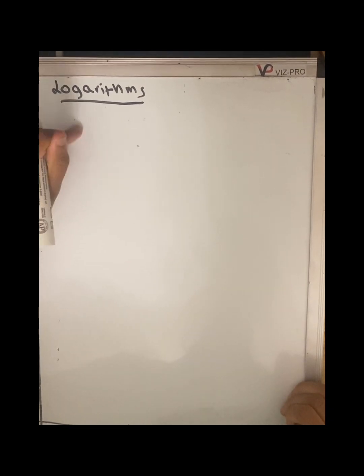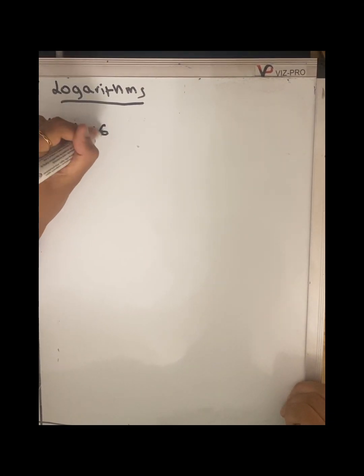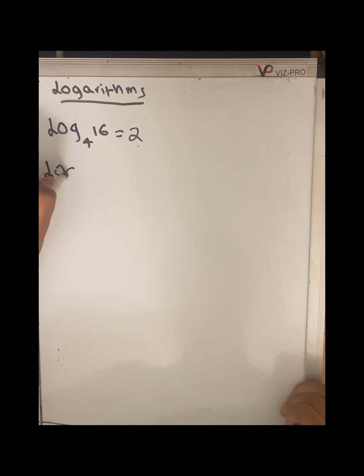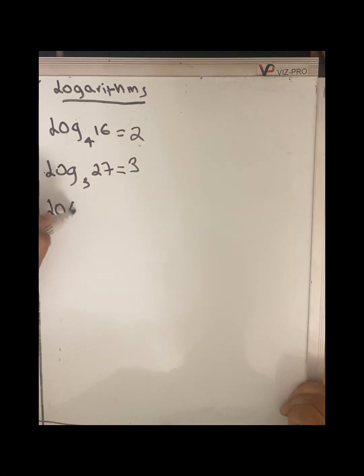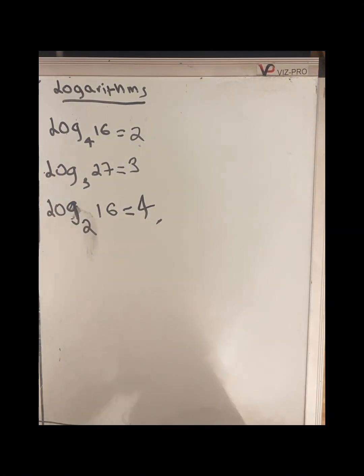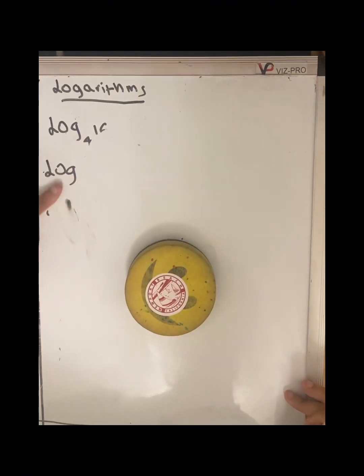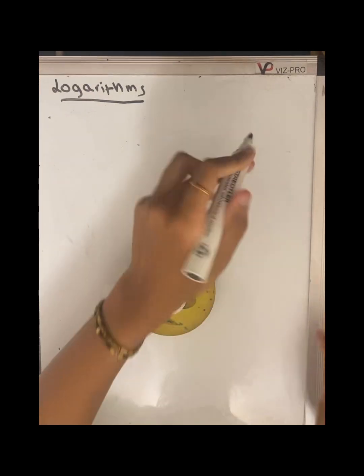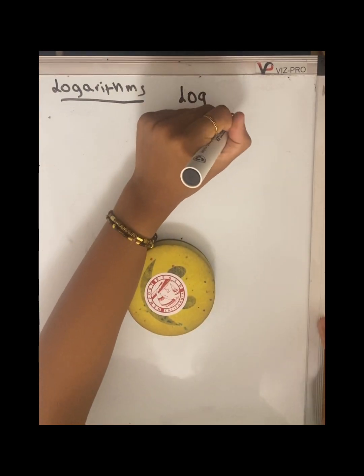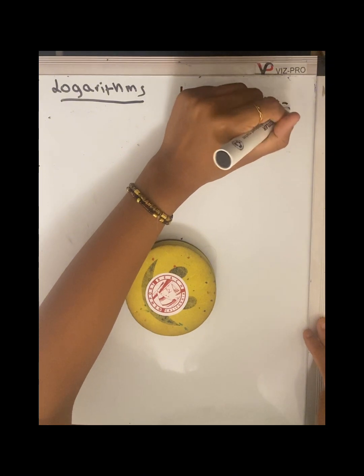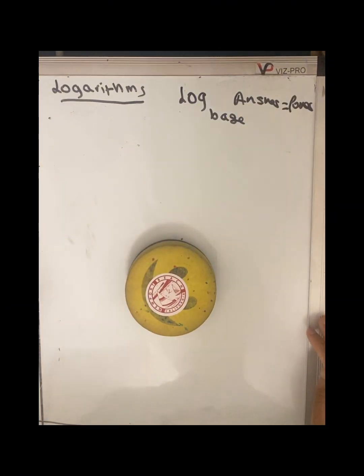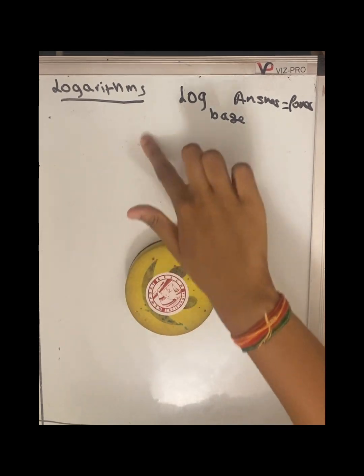Another example would be log base 4 of 16 equals 2, log base 3 of 27 equals 3, log base 6 of 1296 equals 4, et cetera. I'm sure you get the idea. It's just the notation, and I'll keep that here: log base answer equals power.